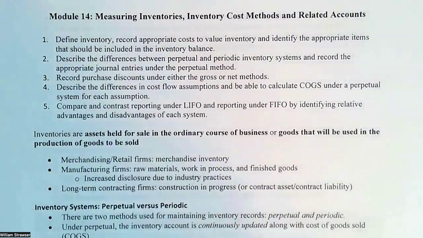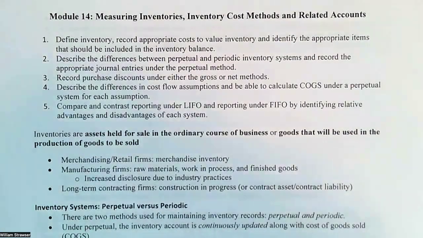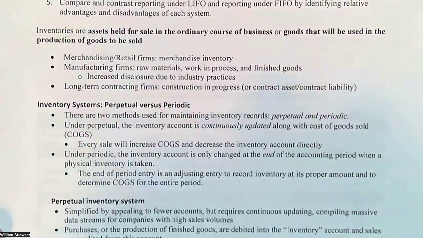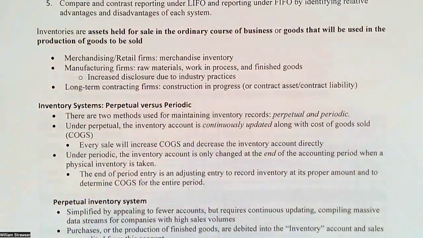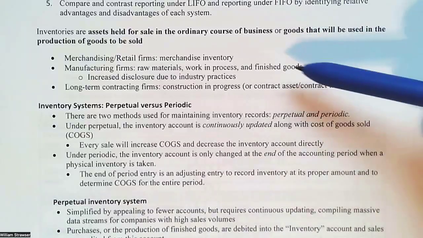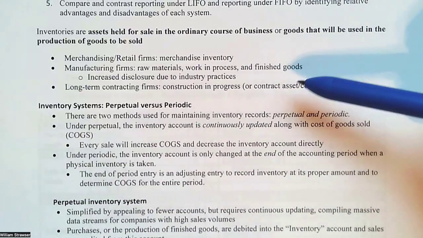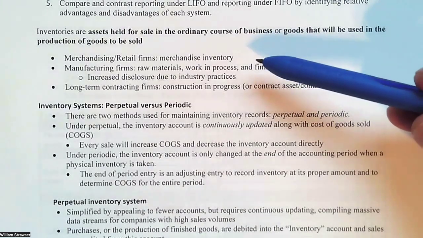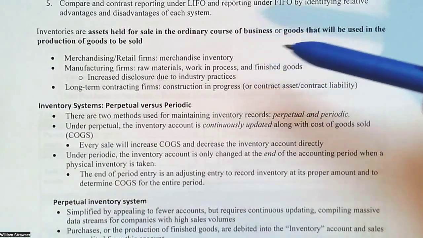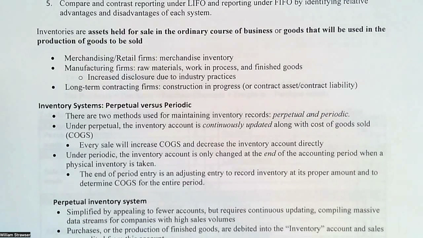These next two videos are going to cover inventory and accounting for inventory. So the first thing we really need to attend to is what is the definition of inventory from an accounting standpoint? Those are the assets that we hold for sale in our business operations or goods that will be used in the production of goods to be sold. In that case, we're thinking more of a manufacturer with the raw materials, the work in process, finished goods. The former, assets held for sale, is any merchandising or retail company you can think of that is primarily in the business of selling its goods.